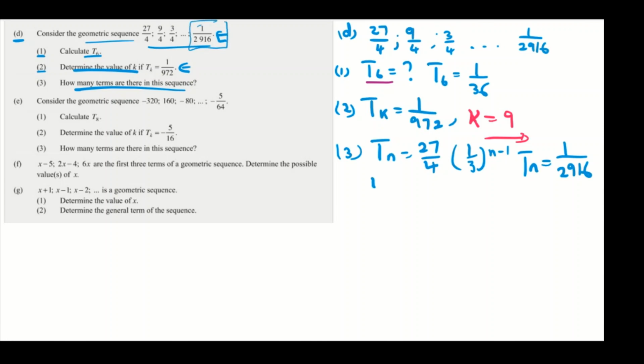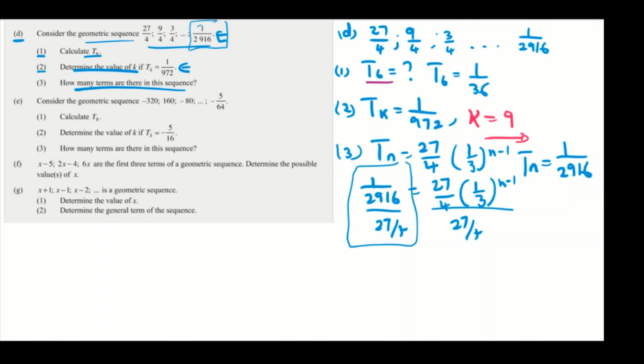So it's going to be 1 over 2916 equals 27 over 4 into 1 over 3 to the power of n minus 1. Divide both sides by 27 over 4, and then punch this in your calculator. So this is 4, by the way. You'll get 1 over 3 to the power of n minus 1 equals 1 over 19683, right?